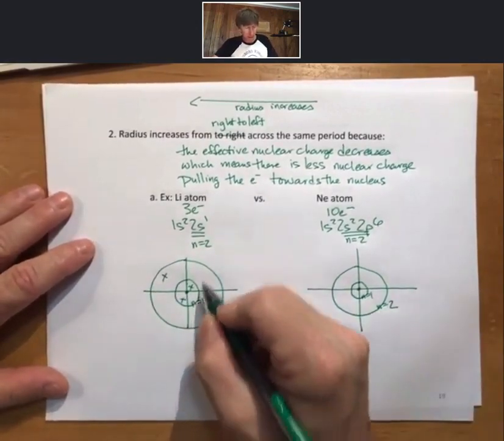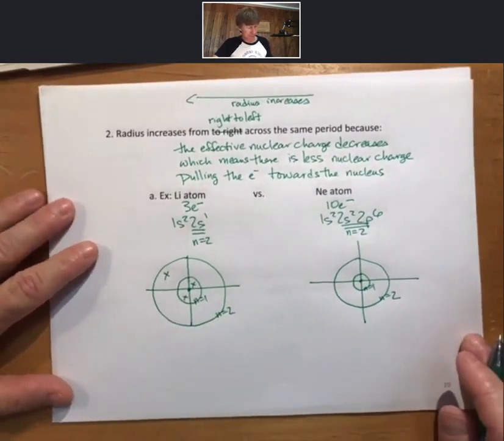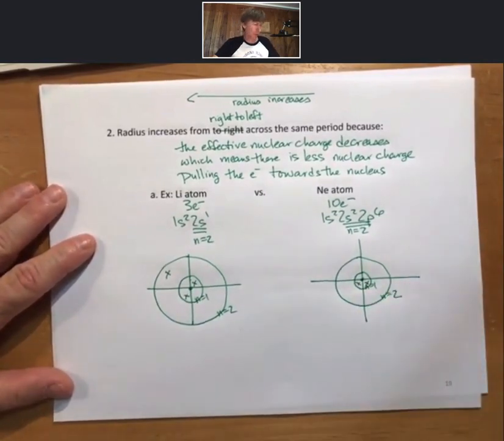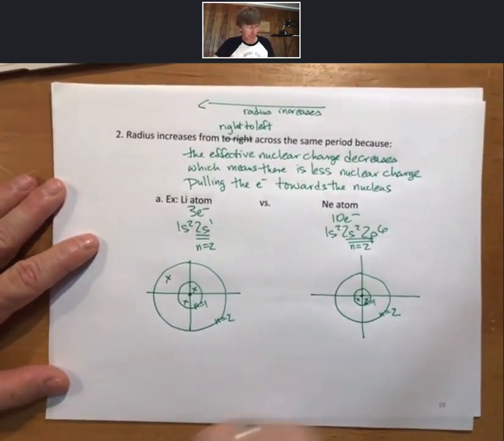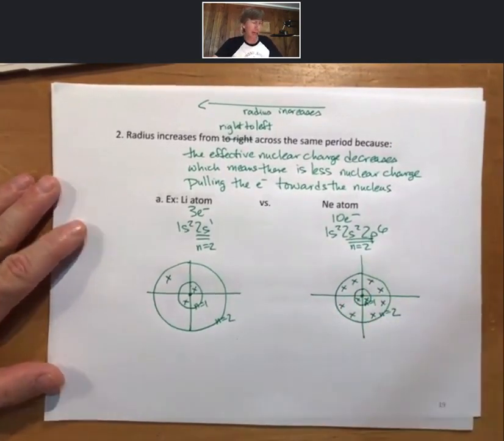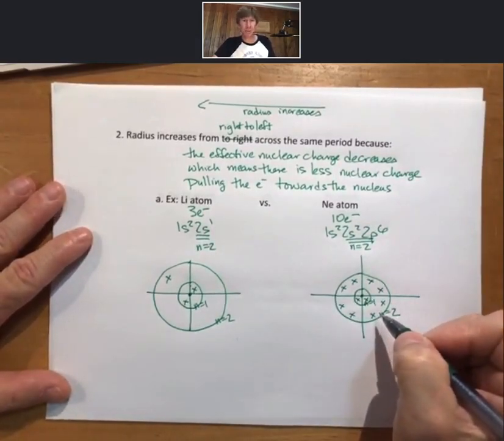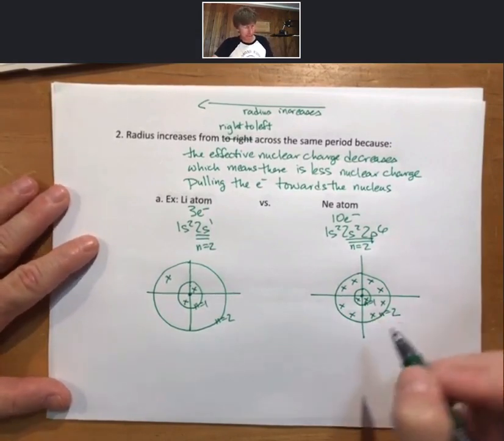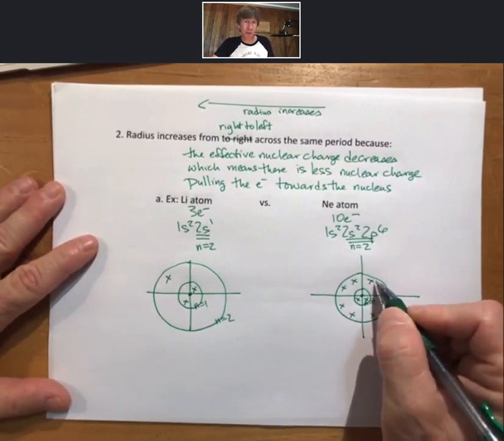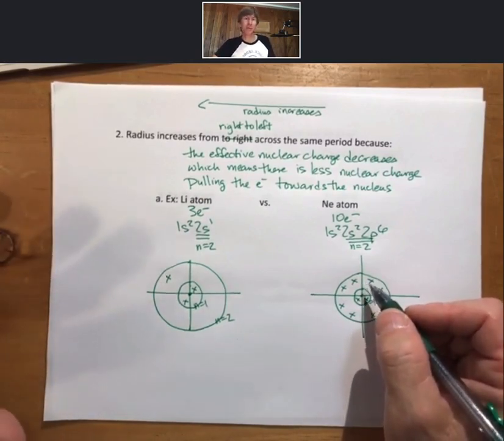We have in n equals 1, 2 electrons, in n equals 2, 1 electron there. Then for neon, 2 electrons in n equals 1, and 1, 2, 3, 4, 5, 6, 7, 8 electrons flying around the n equals 2, so that includes the s and p electrons flying around in their orbitals. But remember, they're in the same general space because they're all in n equals 2, and 2s and 2p orbitals end at the same distance from the nucleus.